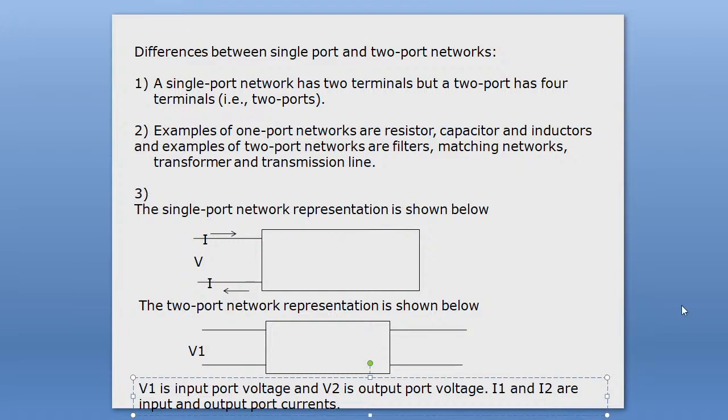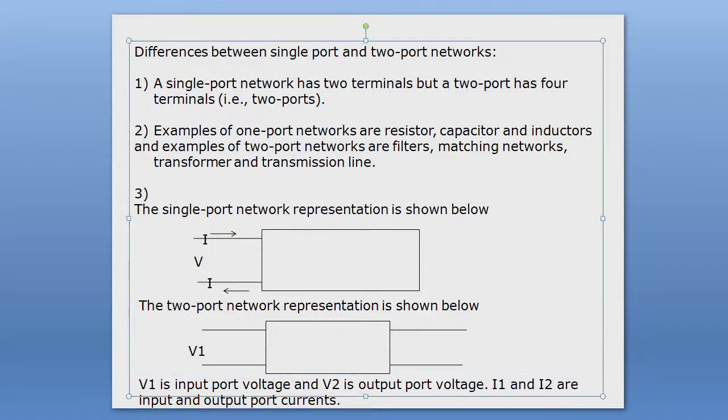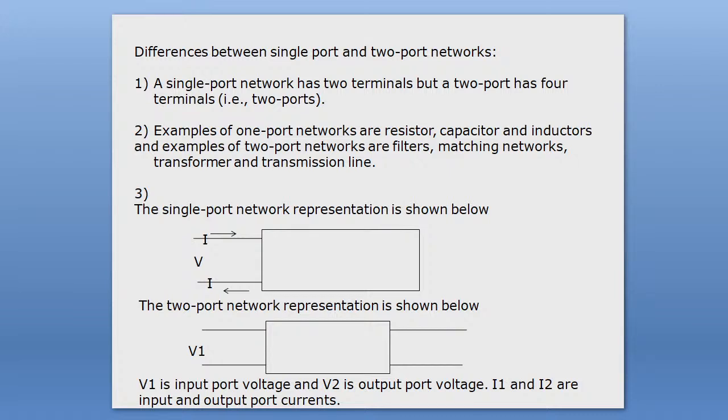Okay, this is the fundamental difference between single port and two port network. The single port network is a two terminal device. On the other hand, a two port network is a four terminal device. A single port network has only a single port, or a pair of terminals. On the other hand, a two port network has two ports, or two pairs of terminals.